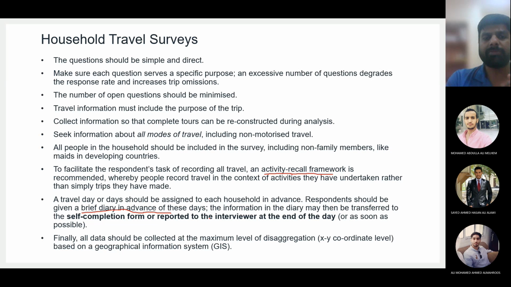Try to collect the data with the maximum level of disaggregation. Disaggregation means detail, detail in terms of the location. For example, if you say this data is for the entire zone, this is aggregated. But if you say this data is for this household, this is disaggregated. So try to be as disaggregate as possible.